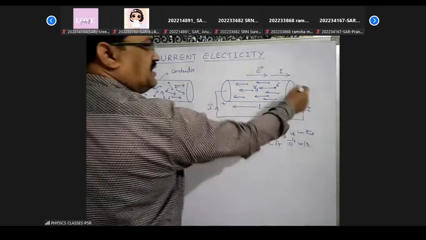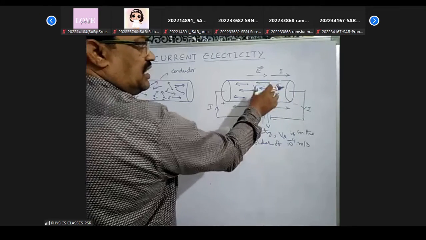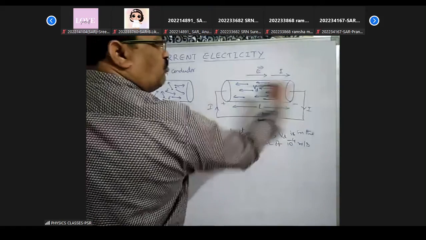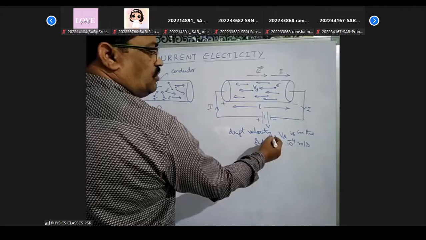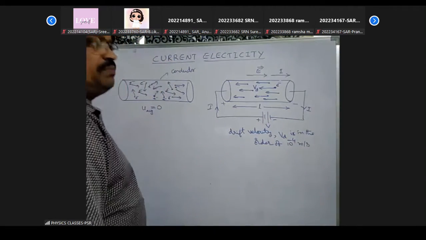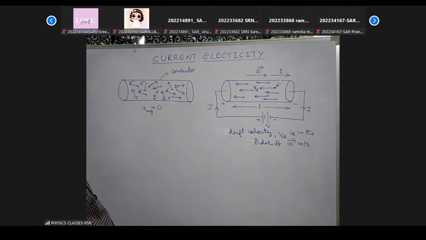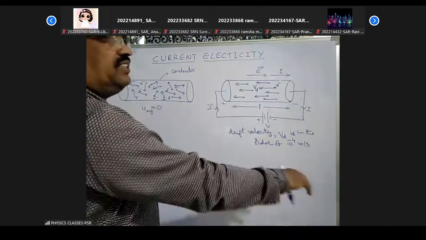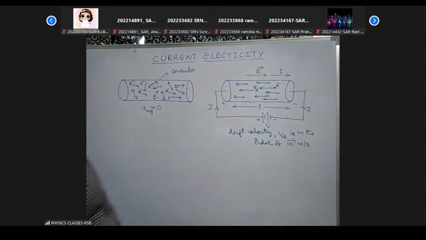If an external field is applied across the ends of the conductor, all electrons are turned in the direction opposite to the external field and move with a constant velocity called drift velocity, denoted by the symbol Vd, which is in the order of 10 power minus 4 meter per second. Hence current is said to be flowing through the conductor from positive end to negative end. Here the direction of electric field and the current are both in the same direction.